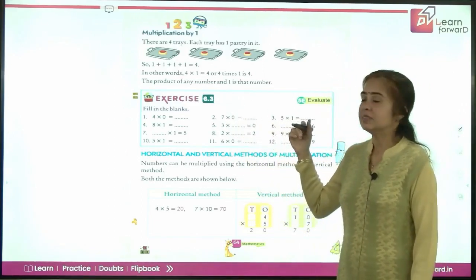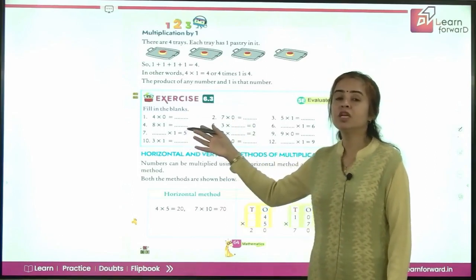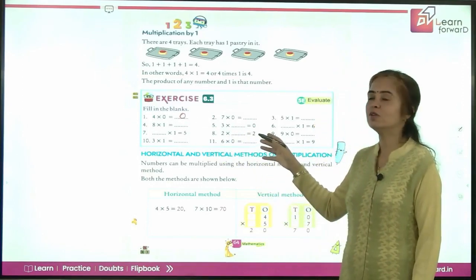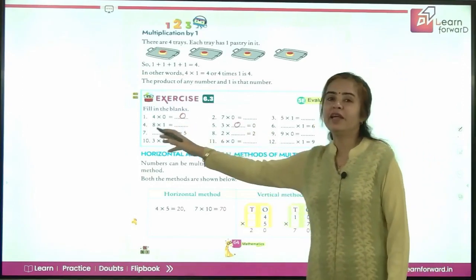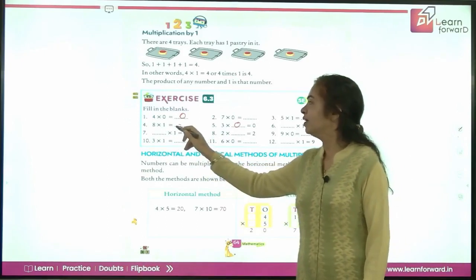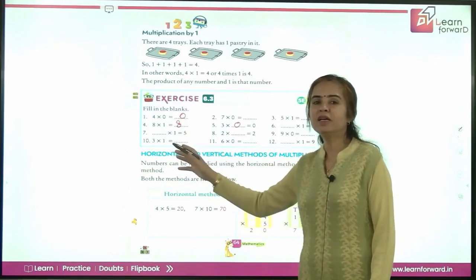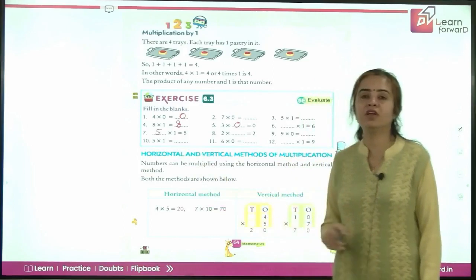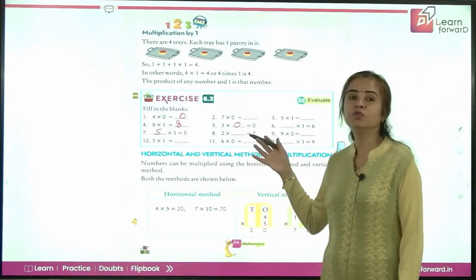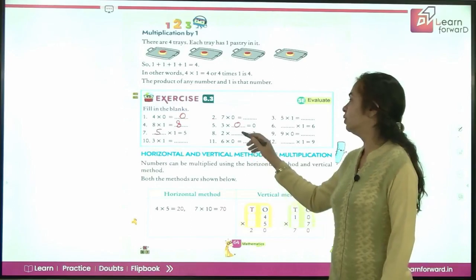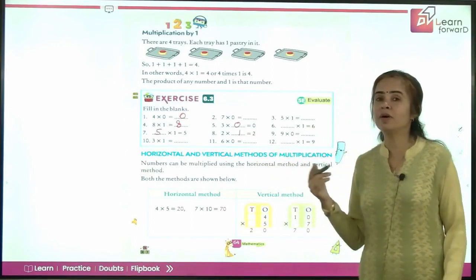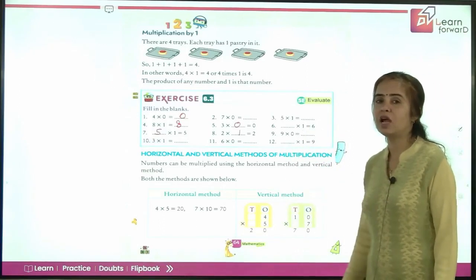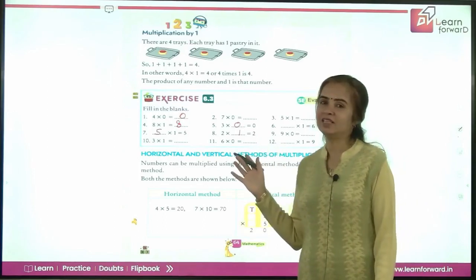Now, here's an exercise for you. Fill in the blanks. So we'll be using property here. 4 times 0 is 0. And 3 times which number will give you 0? Definitely 0. 8 times 1. When you multiply by 1, you get the same number. And which number multiplied by 1 will give you 5? Of course, 5. And 2 times which number will give you the same number 2? 2 times 1. So just these two properties, and they are given here in different forms. You just have to see which property out of these two you are using and fill in these blanks.